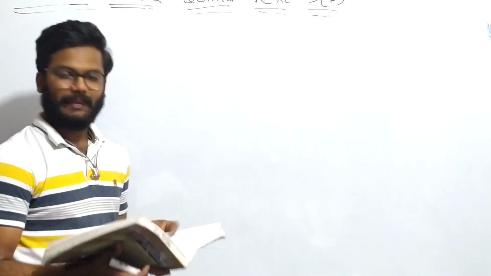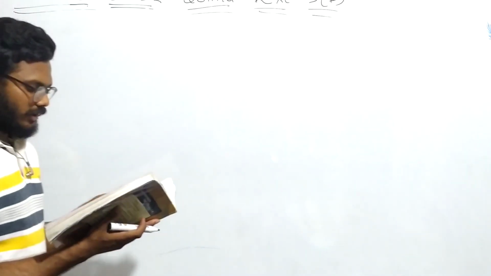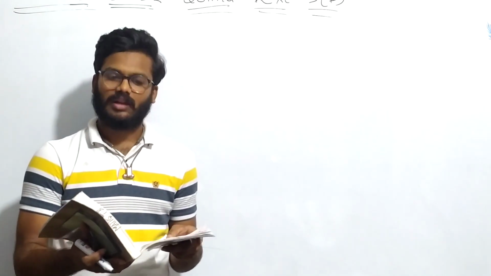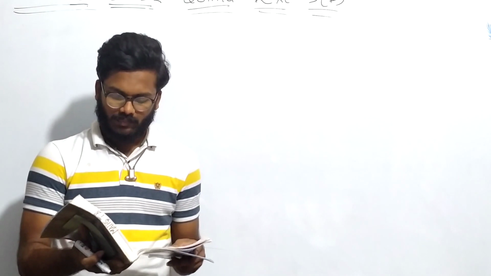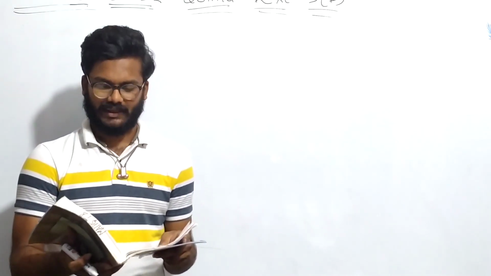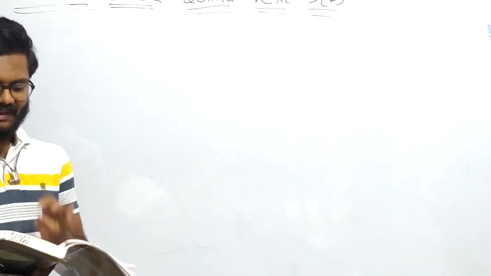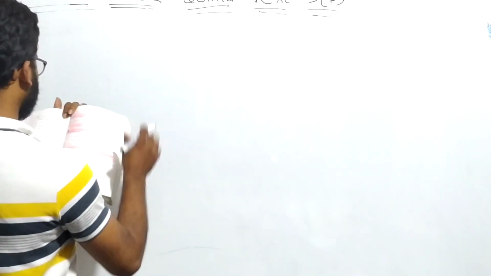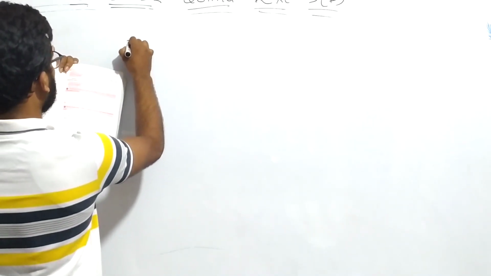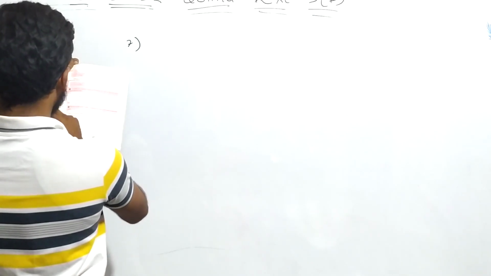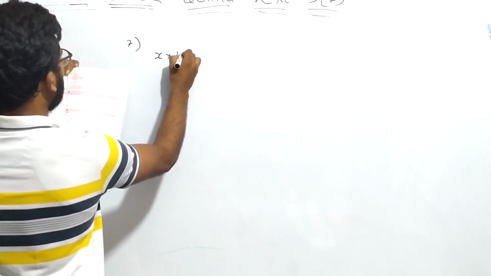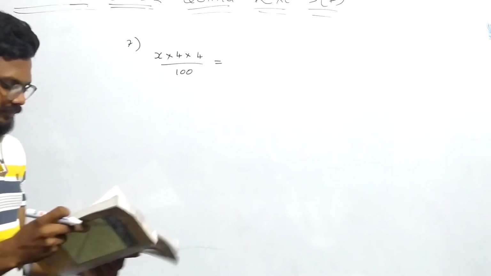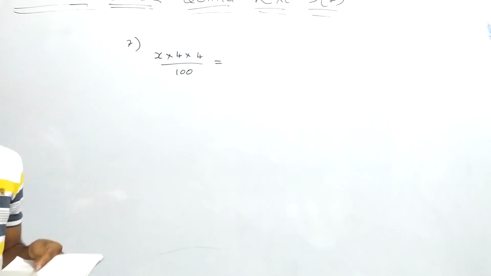Seventh one, let me explain the method of how we have to solve this. Simple interest on a certain sum of money for 4 years at 4% per annum exceeds the compound interest on the same sum for 3 years at 5% per annum by 228. So simple interest exceeds the compound interest. So see here, simple interest for 4 years at 4%: PTR by 100, 4 years, 4 by 100. This is equal to compound interest plus 228, right?